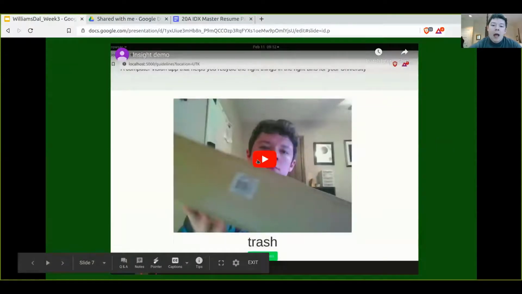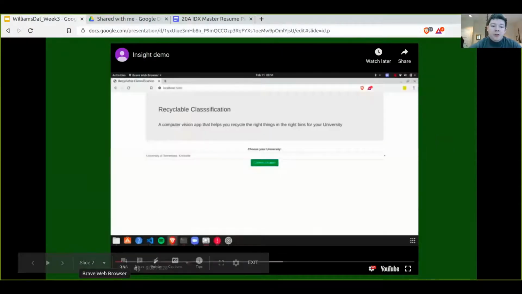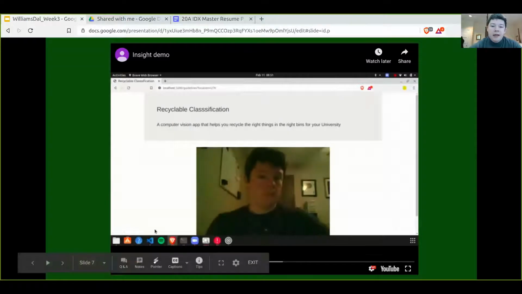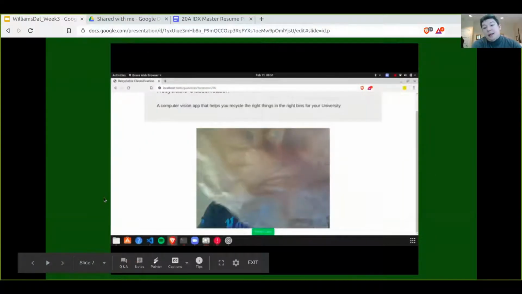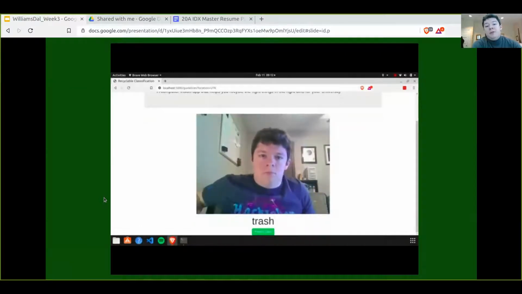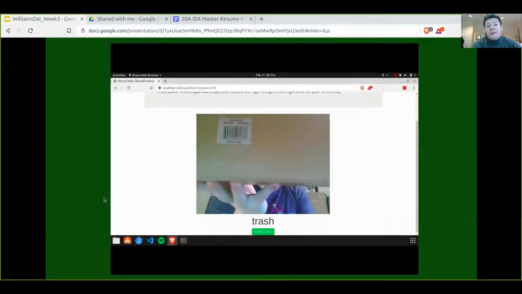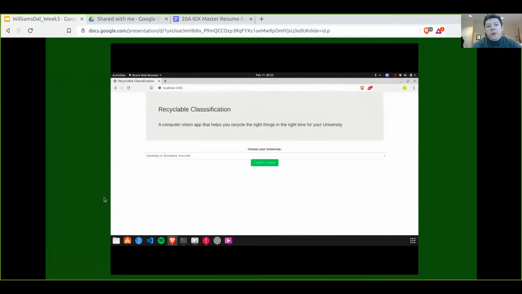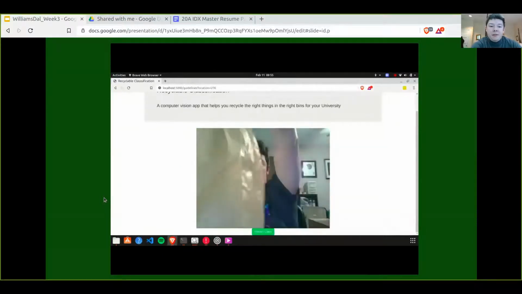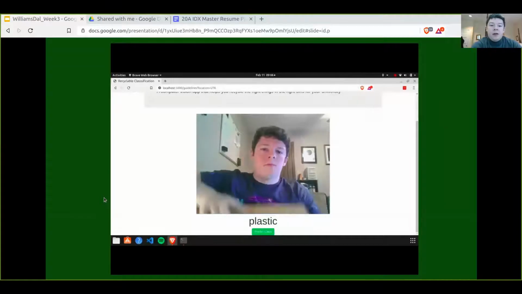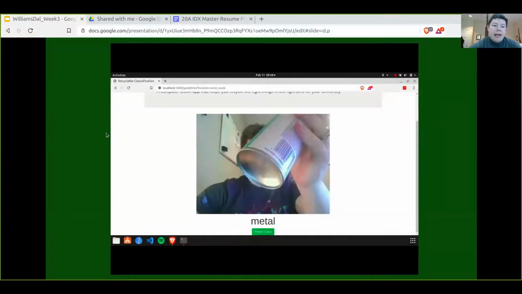Going on to the demo, after you select your university, in this case, UTK, you click the button to predict its class after holding up your item. CPU inference takes around 10 seconds with screen capture running in the background. Now that we're switching universities to Penn State, we can see that it correctly classifies plastic bags as plastic instead of trash, correctly classifies corrugated cardboard as trash, and likewise with metal.